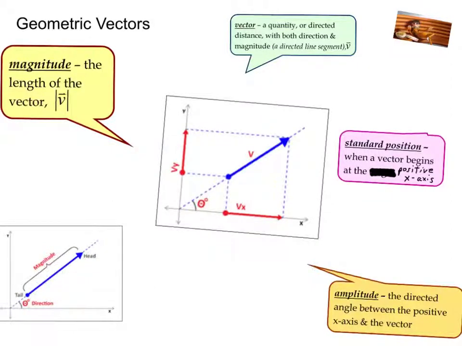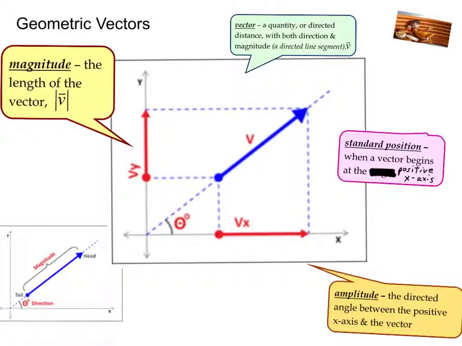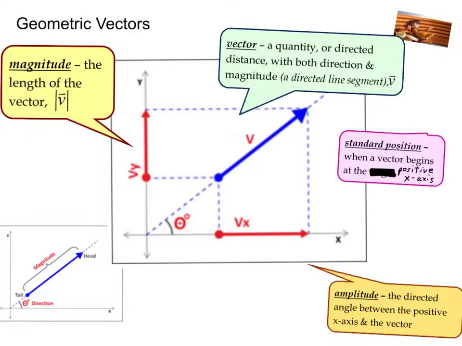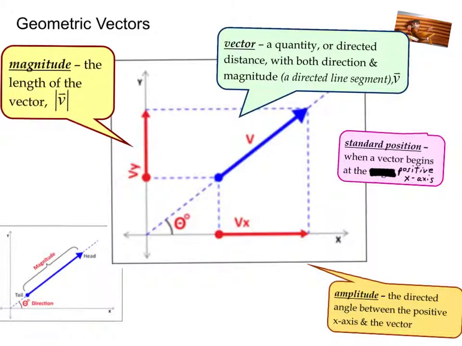Let's learn about the incredible vector. What is a vector? Well, it is a quantity or a directed distance with both direction and magnitude. And the symbol looks like that. Okay. Well, what do I mean by that?